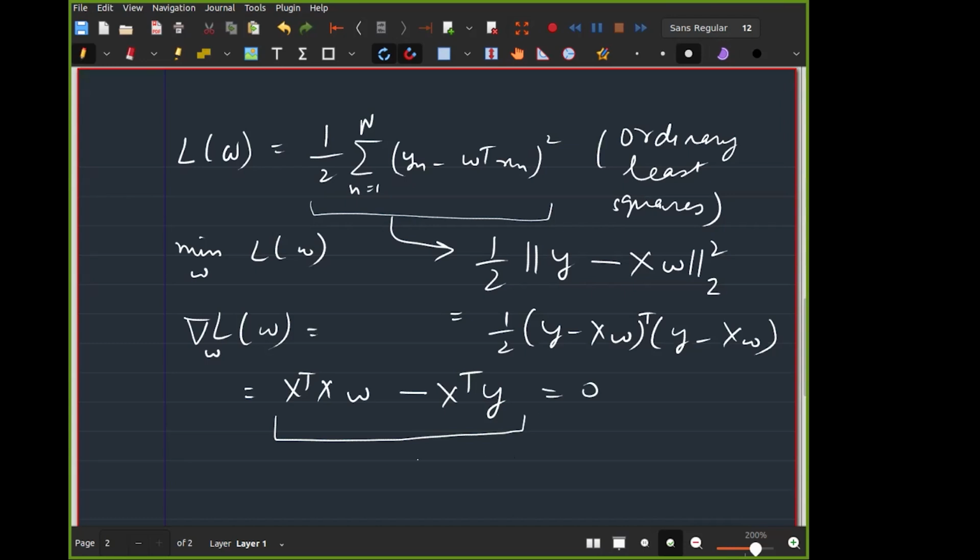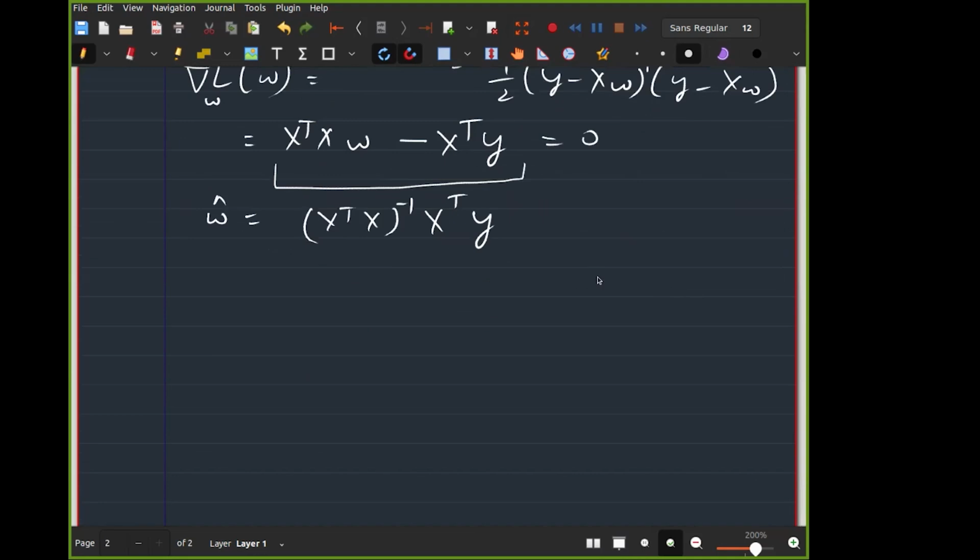So you do that. So basically, you can see that X transpose X W equals X transpose Y. And then you can take an inverse of X transpose X. Eventually, what you'll get is your estimate of W, which is W hat, which is equal to X transpose X inverse X transpose Y, right? So this is a closed form solution for ordinary least squares.